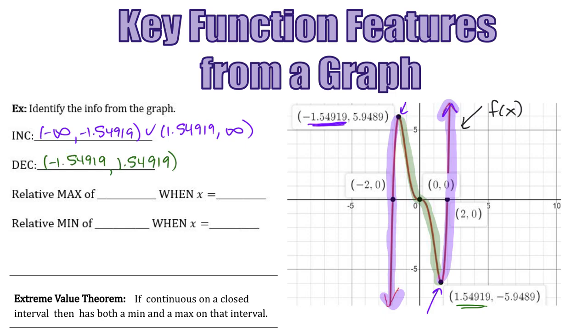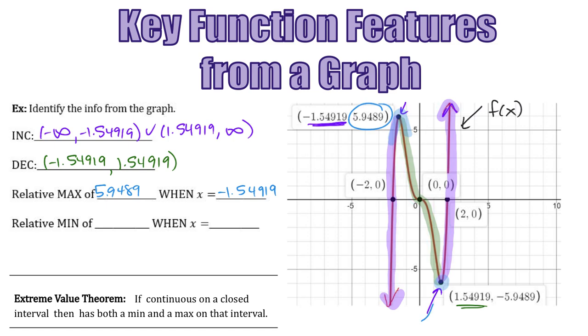Now we can tie in the relative extrema vocabulary that we just identified. There are relative extremas happening at each of these coordinates. Now that is where they are happening. When x is equal to negative 1.54919, there is a relative maximum because this is the highest point in its given neighborhood. The maximum, though, is the value of y there. So there is a relative maximum of 5.9489 when x is negative 1.54919.